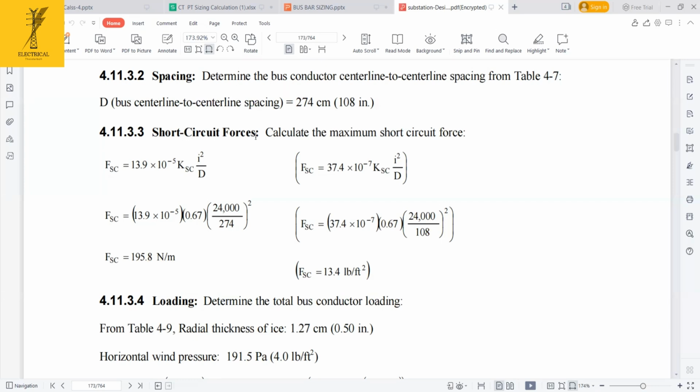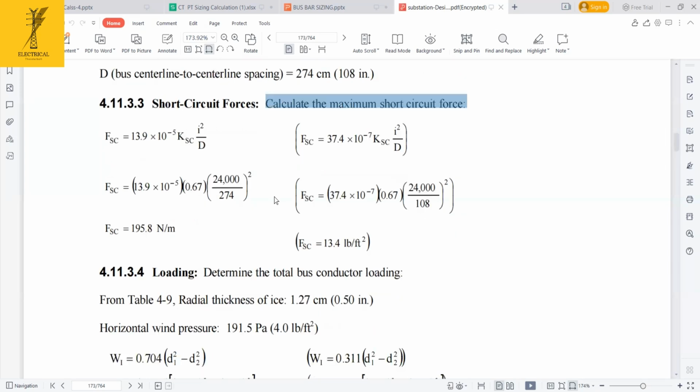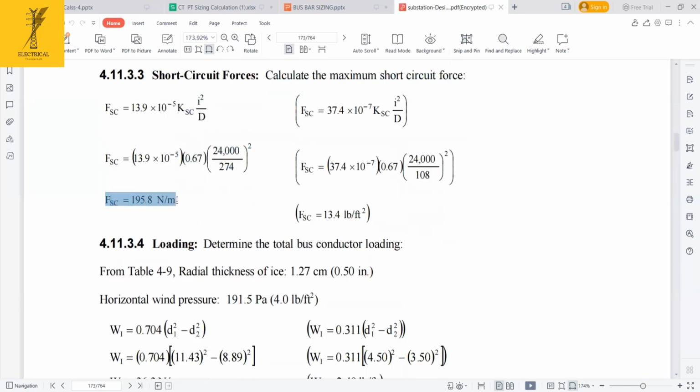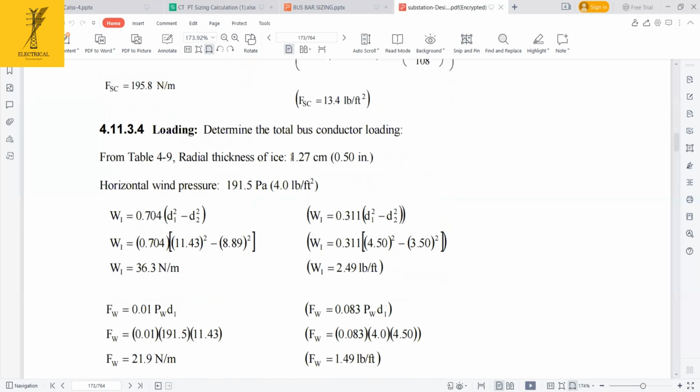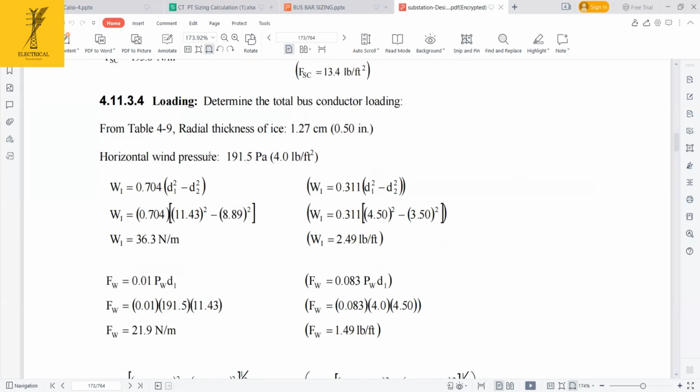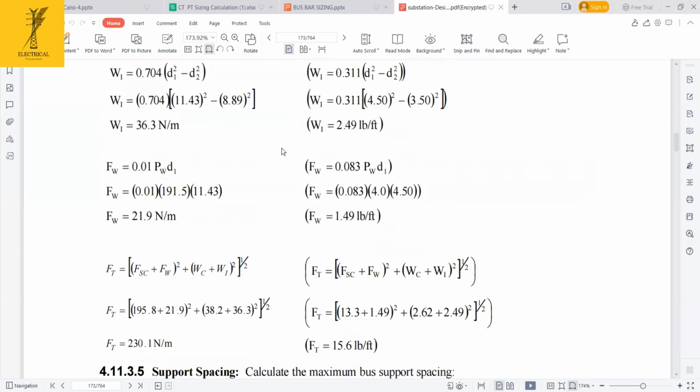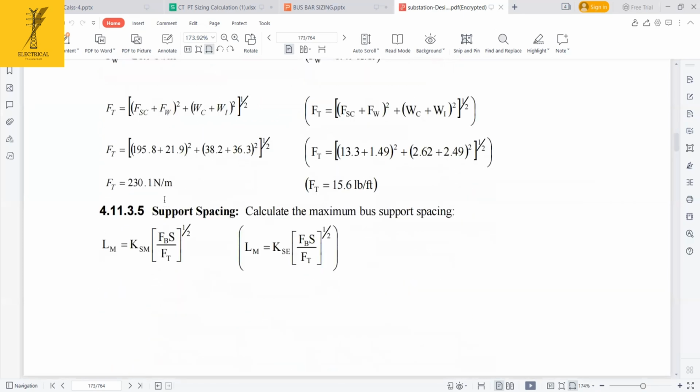And I am calculating the short circuit forces, the maximum short circuit forces. So the maximum short circuit force is 195.8 Newton per meter. And I am calculating the bus conductor loading also. I am just assuming the thickness of the ice is 1.2 centimeters. This we will generally get from the NESC loading data. If you Google it, you can get those documents. And the pressure is based upon the wind zone. So the total resultant force is this.